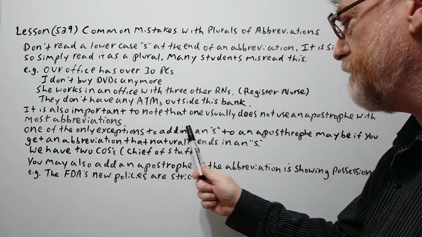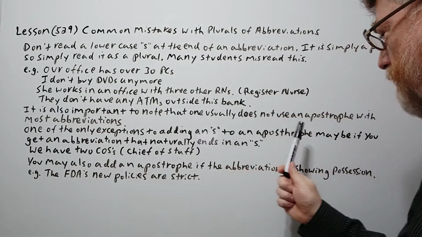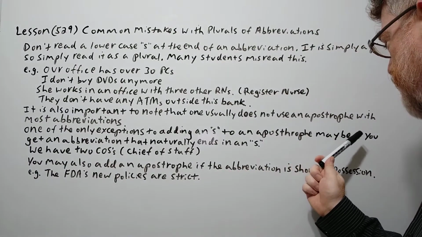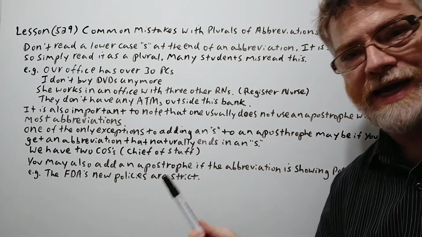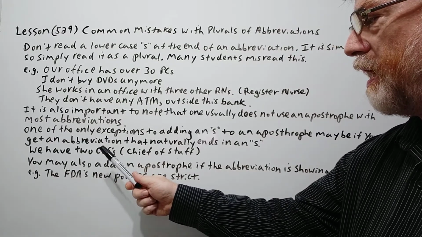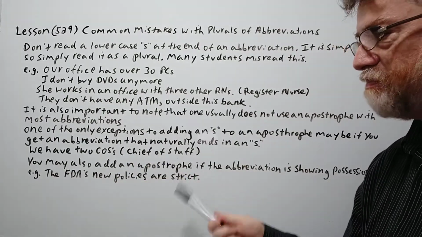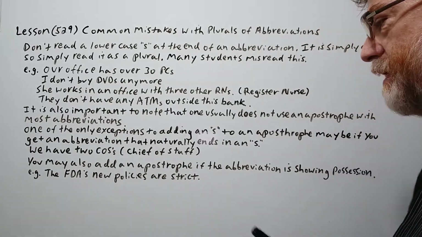One of the only exceptions to adding an S is if you get an abbreviation that naturally ends in an S. And I give one example of this. We have 2 chief of staffs, or 2 COSs. That's the way you should probably read it.